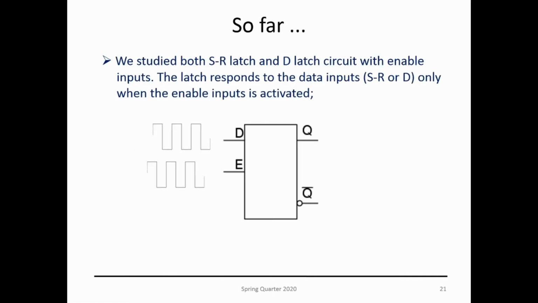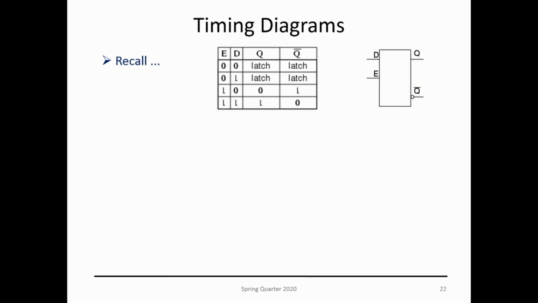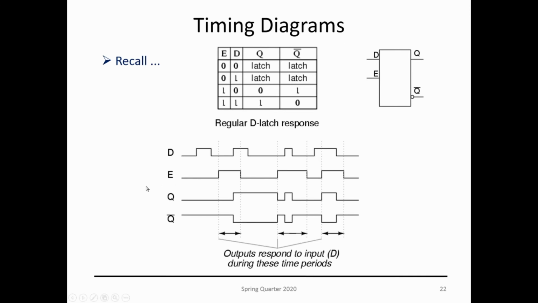Edge-triggered latches, flip-flops. So far what we have been doing is that the latch responds to the data inputs, SR or D, only when the enable input is activated. Let's practice a little bit the waveform that you're going to see out of the latch. Let's say that I'm going to feed the D and the E, this random signal on D and this random signal on the enable. And what's going to be the Q?